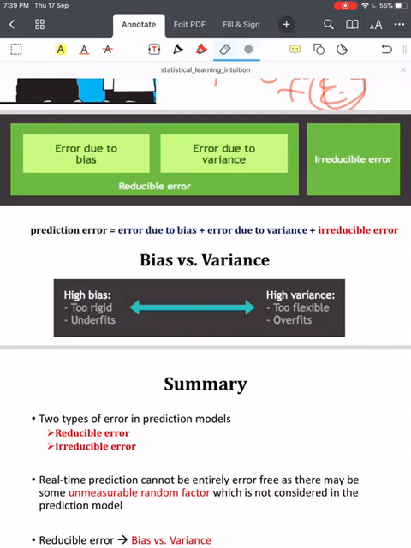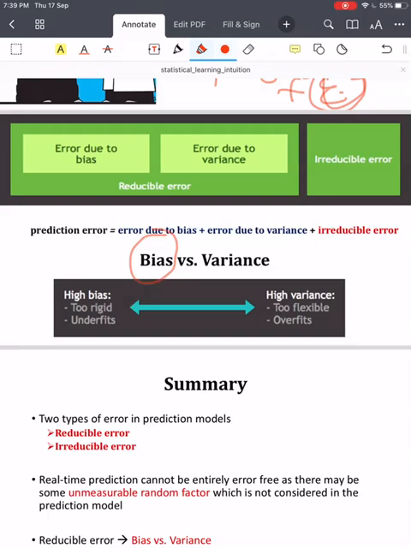So in general, we can say that sometimes error due to bias occurs because your model is too rigid and fails to capture the key features in the training set. So this is basically an underfitting problem. You will yield a model which is too simple, that is, it is not capturing the underlying statistics of the training data.